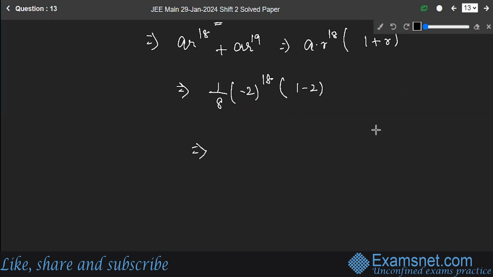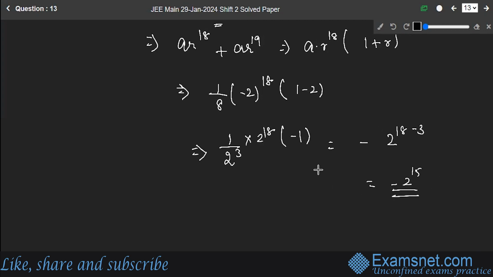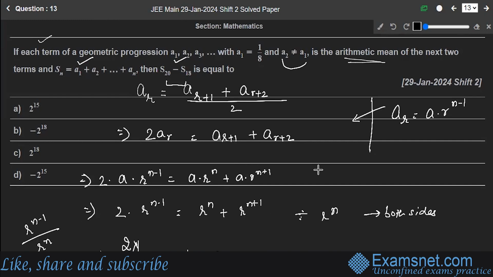So this will be equal to 1 by 2 raised to power 3. Minus sign will go away. This is this, and this will be minus 1. So this you have 18 minus 3, minus 2 power 15. This is the answer to the question, minus 2 power 15. We have option D as the right answer. Hope you're clear with this. Let's move to the next question then.